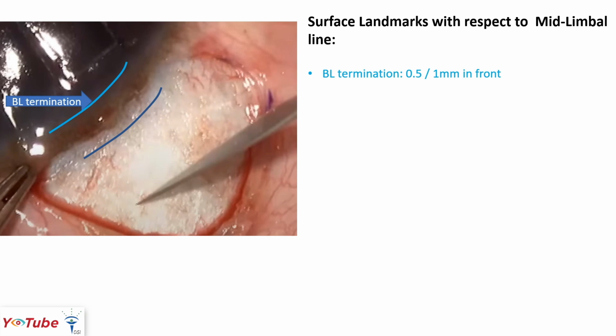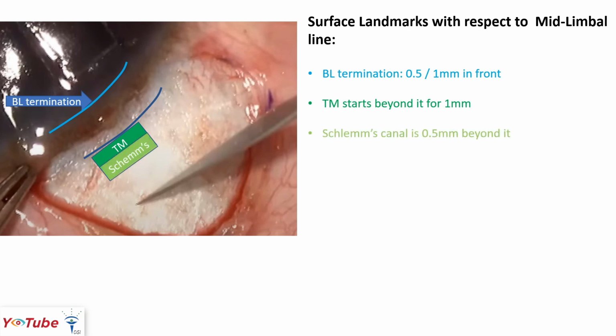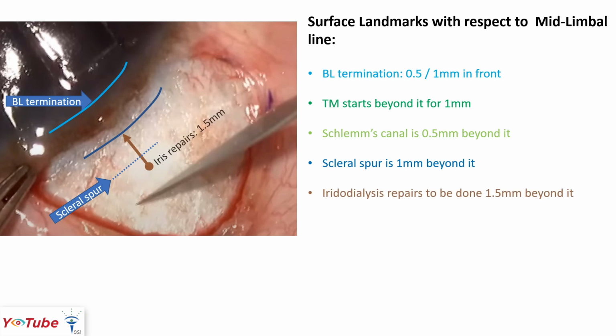The trabecular meshwork starts behind the mid-limbal line and extends for 1 mm beyond it. The Schlemm's canal starts 0.5 mm beyond the mid-limbal line. The scleral spur is exactly 1 mm behind it. Now, we know the root of the iris starts from behind the scleral spur. So, anytime we have to do an iridodialysis repair or identify the insertion of the iris, this is 1.5 mm behind the mid-limbal line.